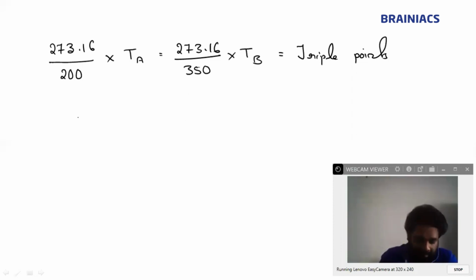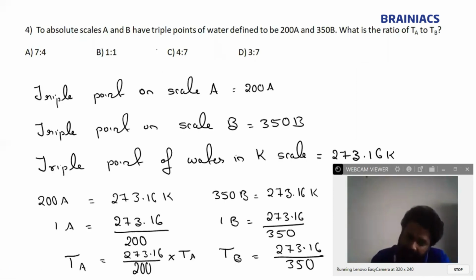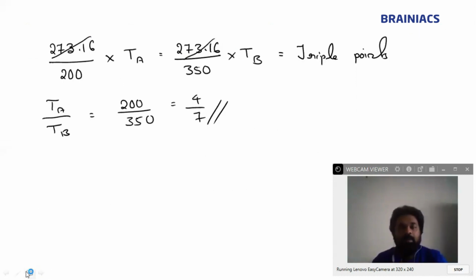Now we will take the ratio of this. 273.16 can be cancelled. So TA by TB is equal to 200 divided by 350. If we solve this, we get 4 by 7. This is the answer for this question. Option C is the correct answer. Clear?